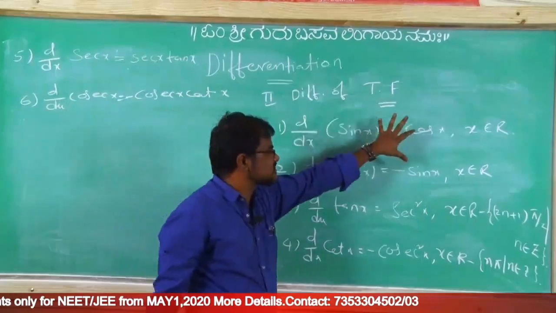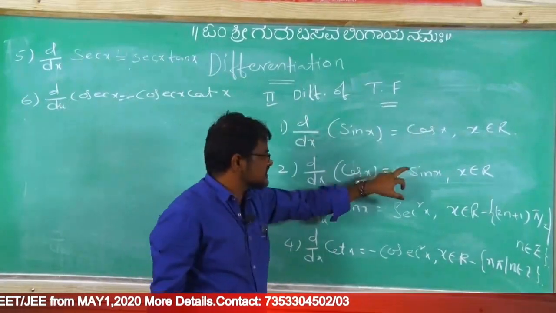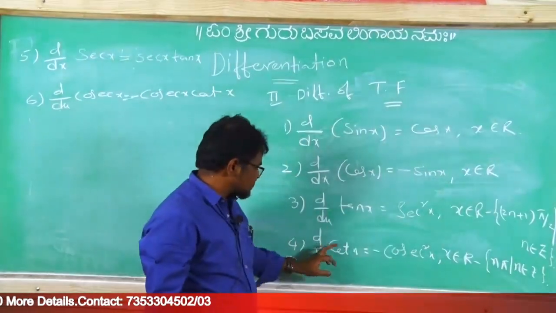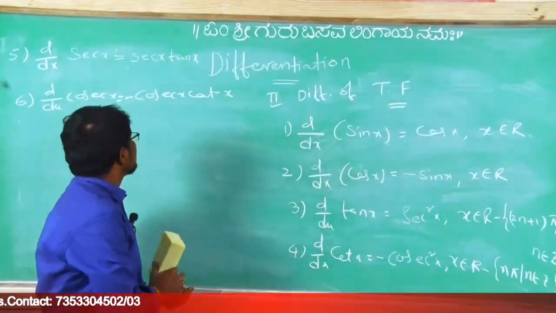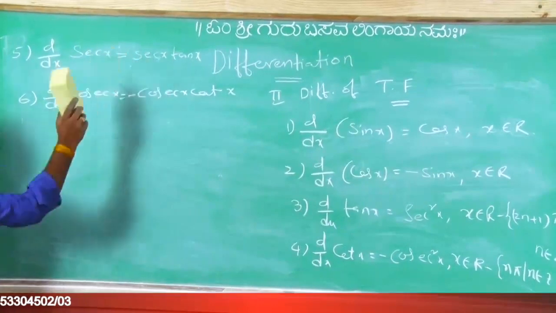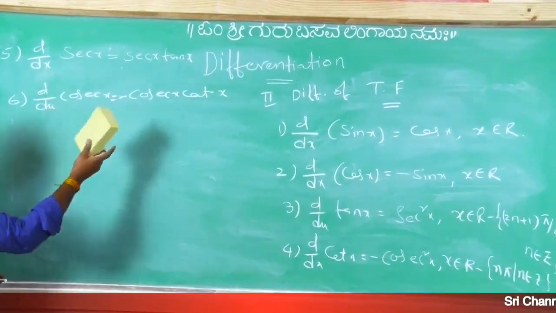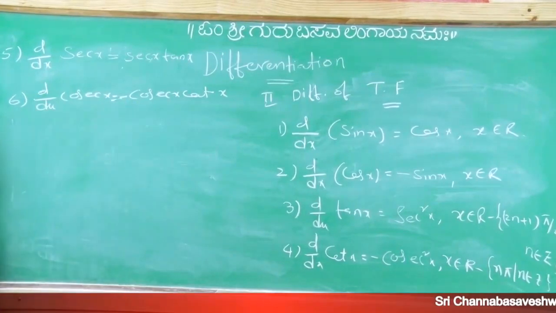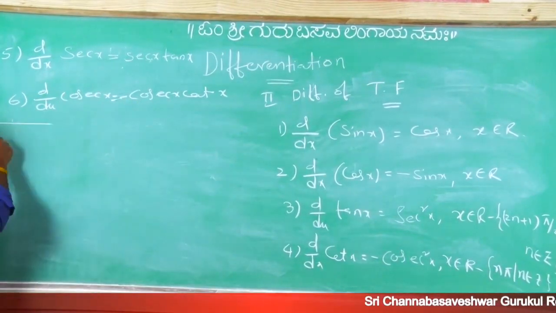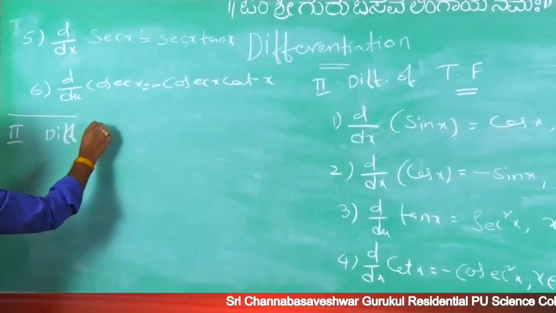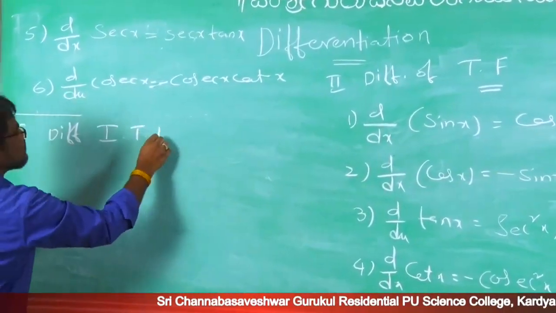d by dx of sin x is cos x, d by dx of cos x is minus sin x, d by dx of tan x is secant square x, d by dx of cot x is minus cosecant square x, and differentiation of secant x is secant x into tan x, and differentiation of cosecant x is minus cosecant x into cot x.